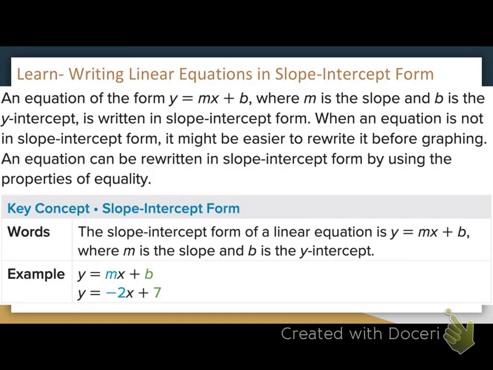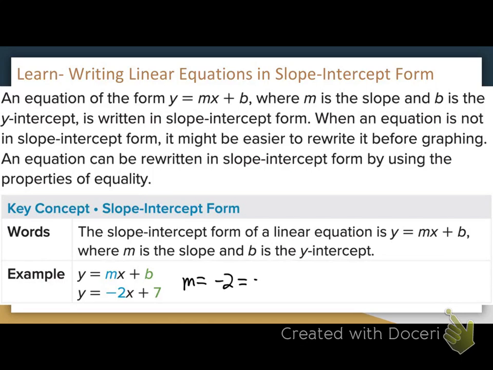So if I was graphing y equals negative 2x plus 7, my first point would be at 7 on the y-axis because I know that's my y-intercept. Then I'd use my slope of negative 2 to get more points from that. Slope is what over what? Rise over run. How would I make negative 2 a fraction? 2 over 1.